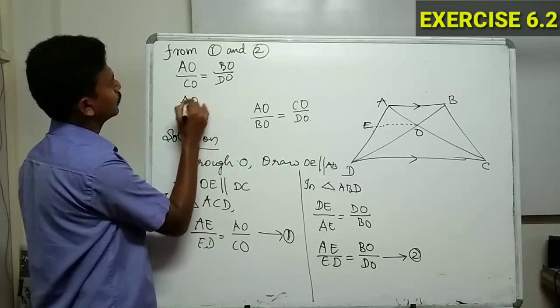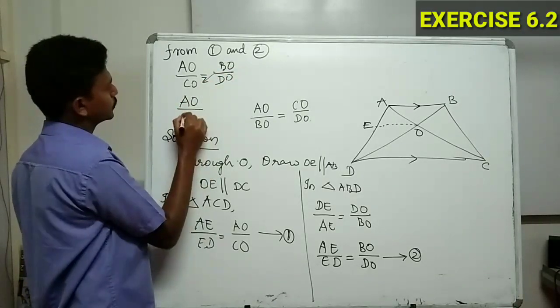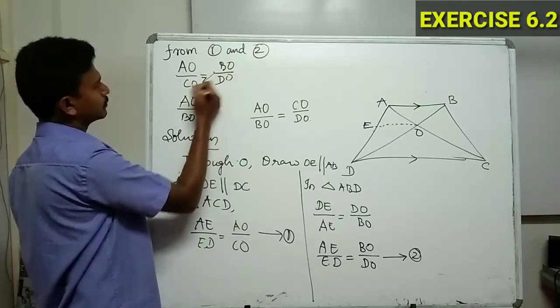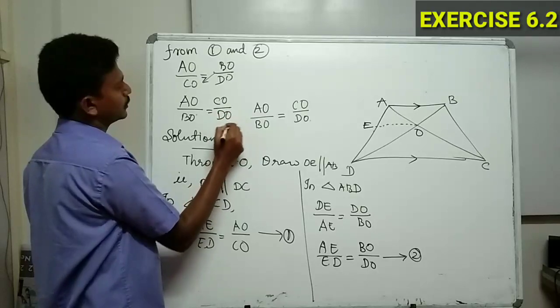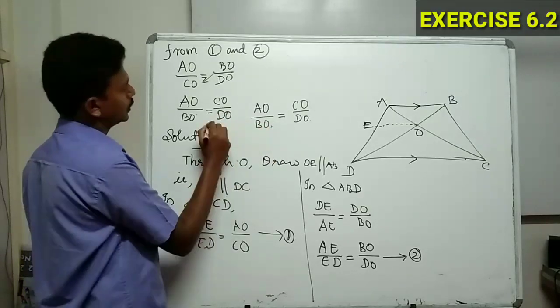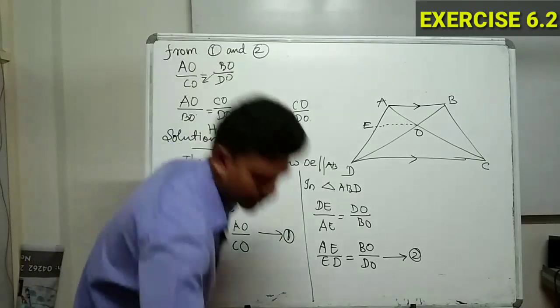So AO by, we can bring BO here, so AO by BO. So multiplication becomes division, division becomes multiplication, CO goes there. So the answer, we got it. Hence proved.